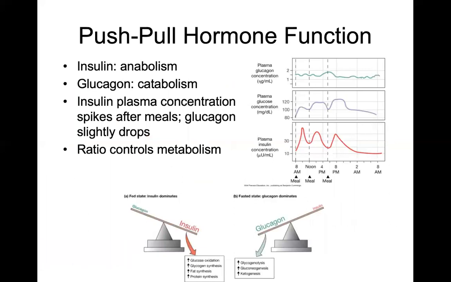So we already talked about this. Don't get confused by these graphs. I feel like whenever I see graphs, I get a little bit confused. All we're saying here is that insulin and glucagon work very closely together to regulate metabolism in the body.